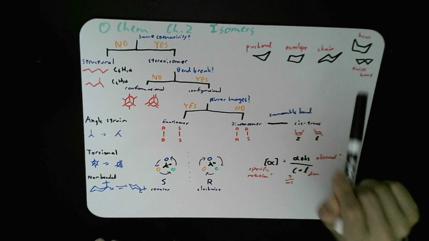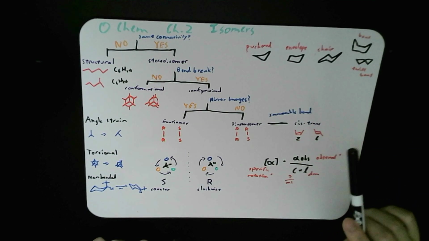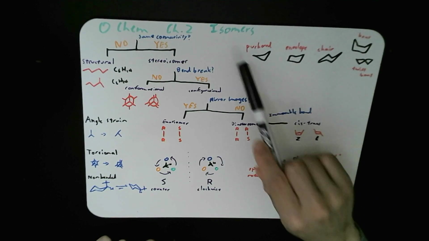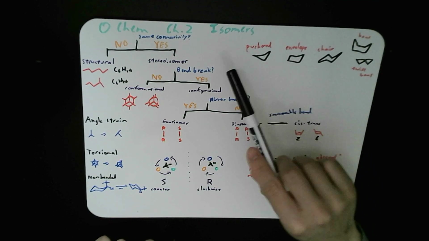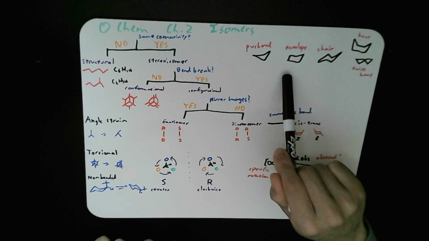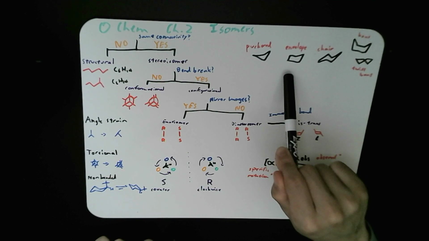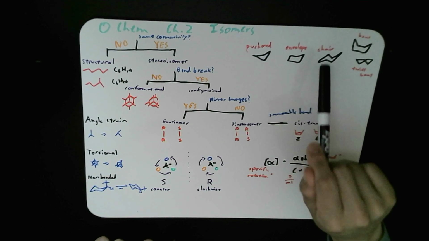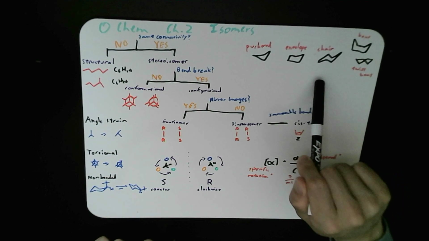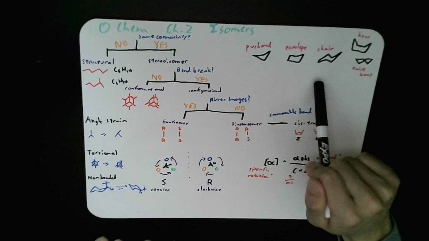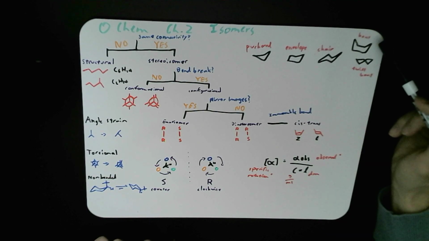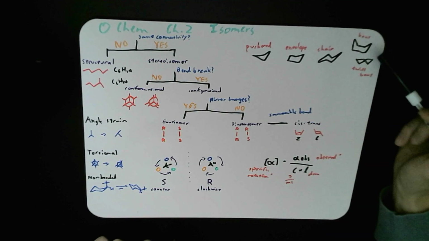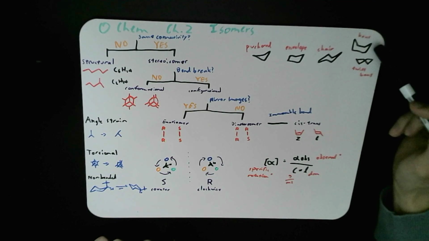Then we have different forms for cyclic compounds. Puckered is for the 4-carbon cyclic butane. Envelope form is the most energy favorable for cyclic pentane. Chair formation is the most energetically favorable for cyclohexane. Cyclohexane also has boat and twist boat formations, but those are less energy favorable.